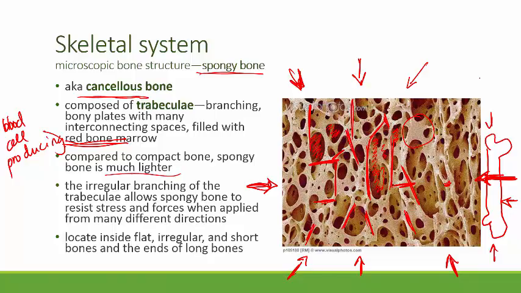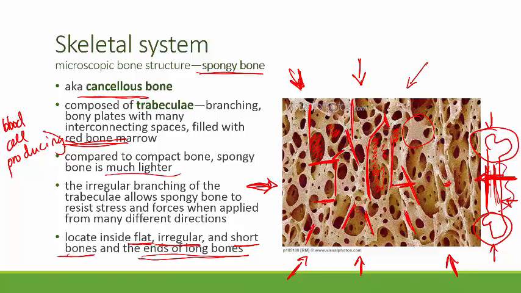So spongy bone is found inside the flat bones, so at the center of the flat bones, in the irregular bones like the vertebra, in short bones, think about the carpals and the tarsals, and at the ends of the long bones. So in this region here and here, we also find spongy bone. So compact bone in long bones is limited to the central shaft of the bone.